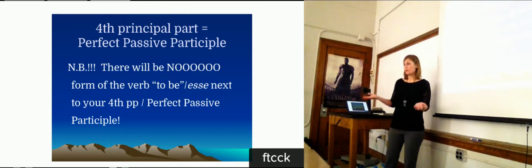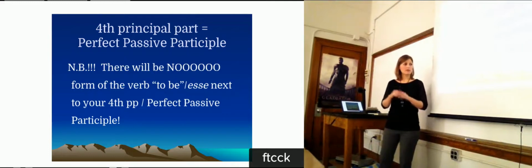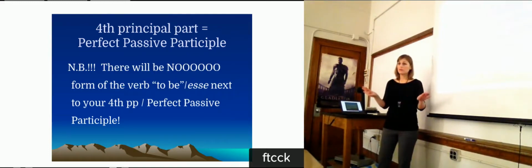The rule works both ways. If the fourth principal part is alone, then it's definitely a participle. If the fourth principal part has sum es est, eram eras erat, ero eris erit, then it's definitely not a participle and it's definitely a verb. Okay, so the two situations are mutually exclusive.